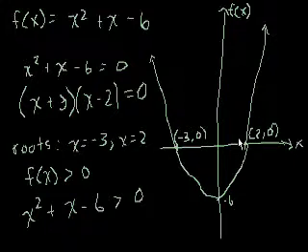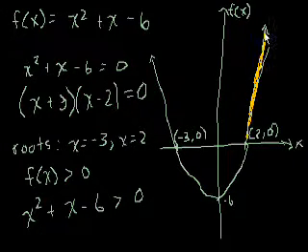Well, if we look at the graph, when is f of x greater than 0? Well, this is the f of x axis. And when are we in positive territory? Well, f of x is greater than 0 here. Let me draw that in another color. It is greater than 0 here, right? Because it's above the x-axis. And f of x is greater than 0 here.